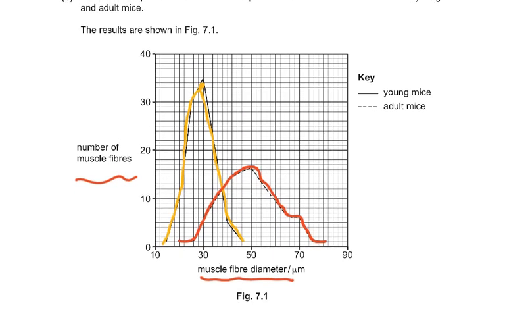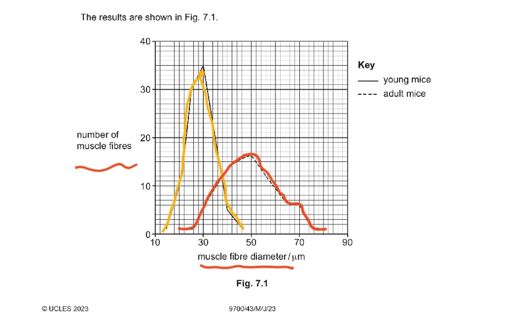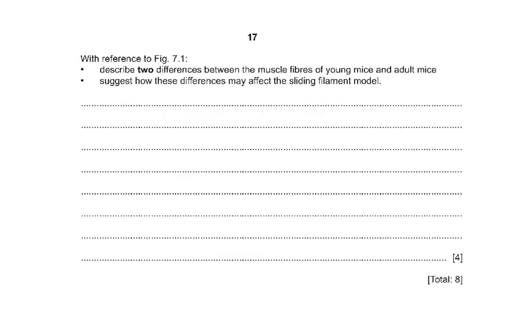Now whenever there's a graph, please look at the graph very carefully and then read the question and then come back to the graph. With reference to figure 7.1, describe 2 differences between the muscle fibers of young mice and adult mice, and suggest how these differences may affect the sliding filament model. So with reference to figure 7.1, describe 2 differences. This is something everybody can do, so you got your 2 marks out of that. And then suggest how these may affect.